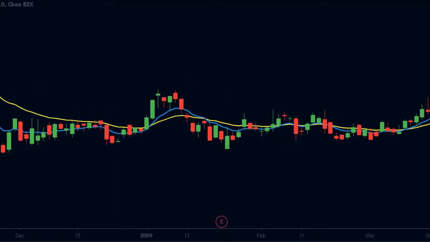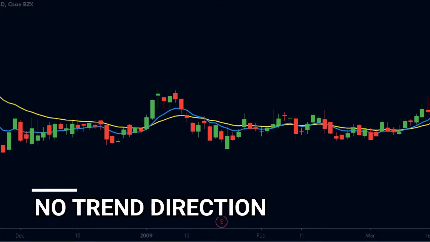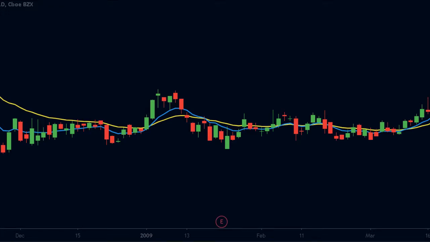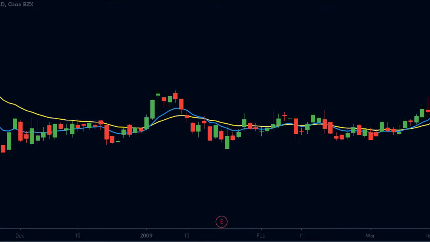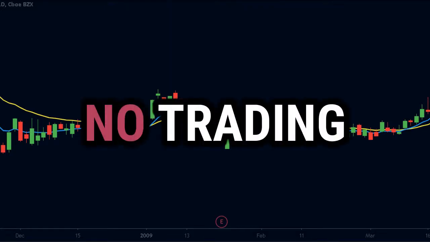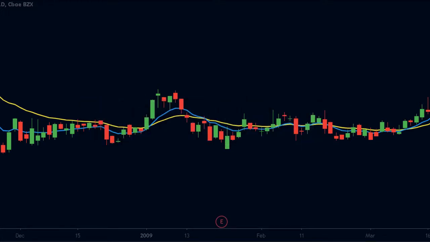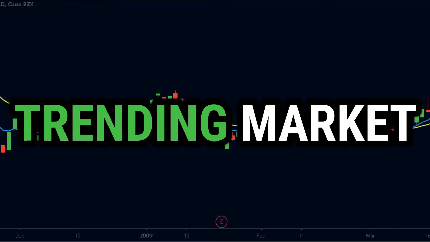This is how the moving average looks in a sideways market. As we can see, there is no clear direction of the trend. Hence, we see that both the moving averages do not show continuity in any direction. In fact, both the moving averages are virtually flat. The moving averages also give crossovers multiple times. In such a market condition, we want to avoid trading. Our strategy will not work in such market conditions. We need a trending market to trade this strategy.